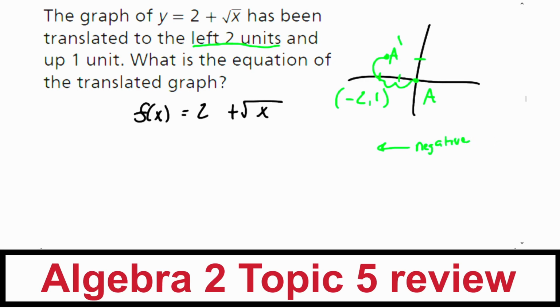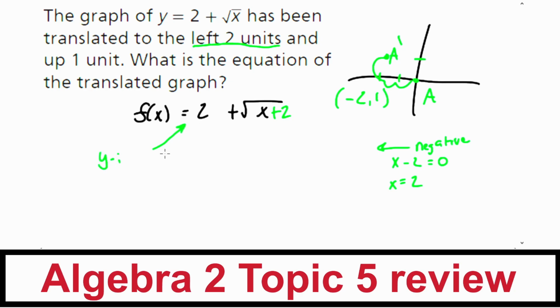But when it attaches itself to the x, we have to ask ourselves, x going to the left equals what? And this means we're going to have a positive 2 attached to the x. So this is going to end up being x plus 2. And then when we go up 1 unit, this is our y-intercept.